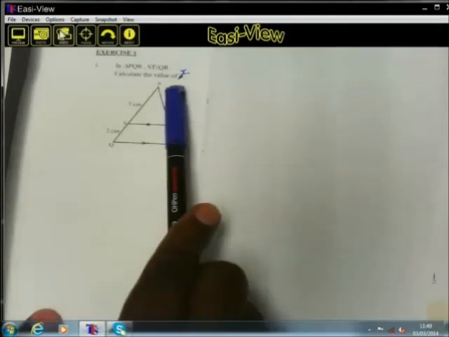You need to calculate the value of x. In triangle PQR, ST is parallel to QR. Calculate the value of x. This is x. TR is x, PT is 10, PS is 5, and SQ is 2.